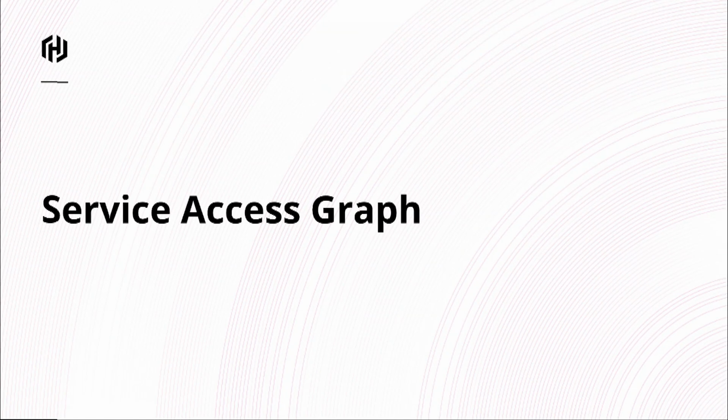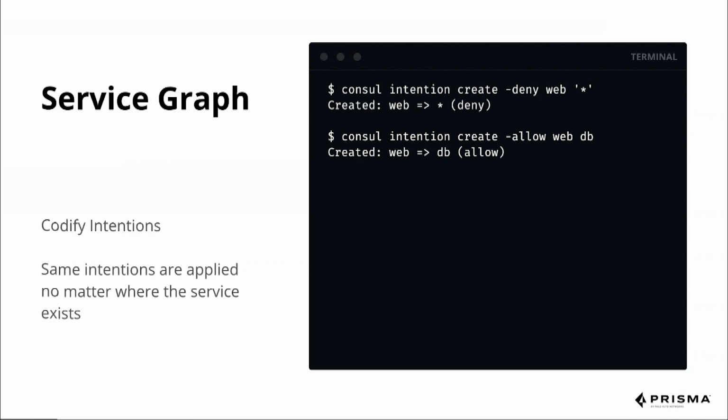And then the last component is the service access graph. And this allows us to define how the services communicate. So if we look here, we have an example of creating a Consul intention through the command line. And the first one that we create here denies traffic from the web service to everything.